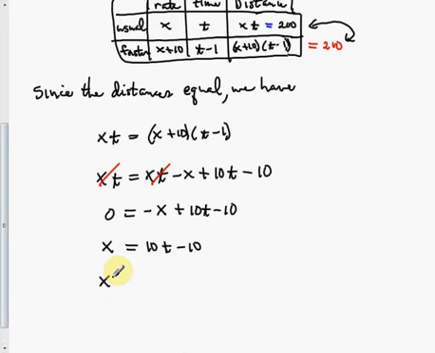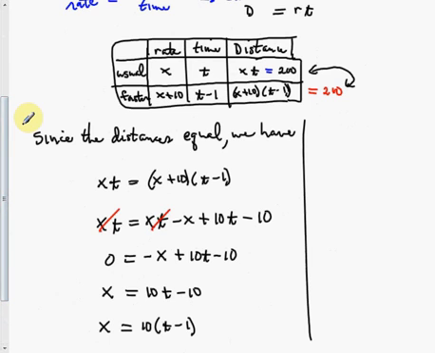So here, I have x is equal to 10 times parentheses t minus 1. Now I go back up to this table, and I notice that t minus 1 times, well, let me write it like that.